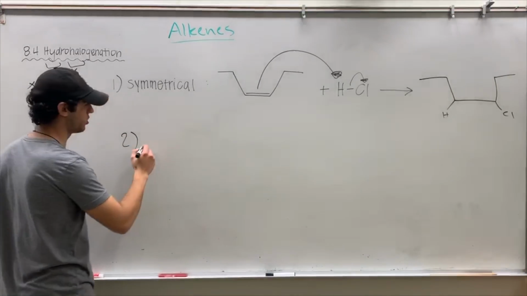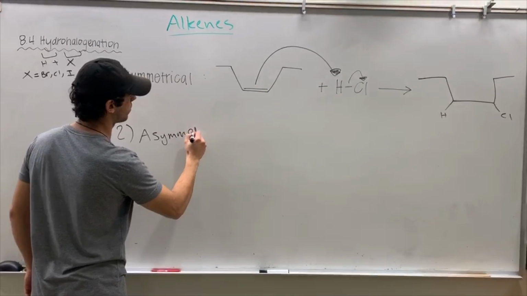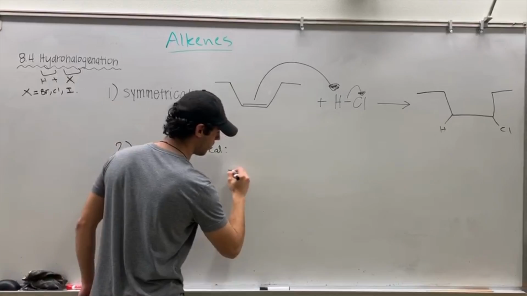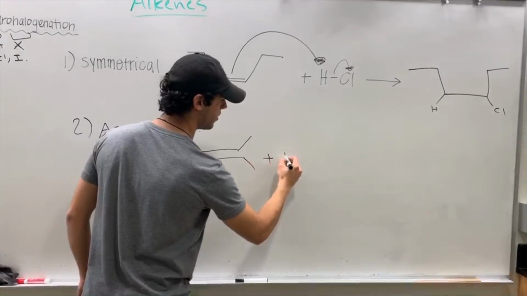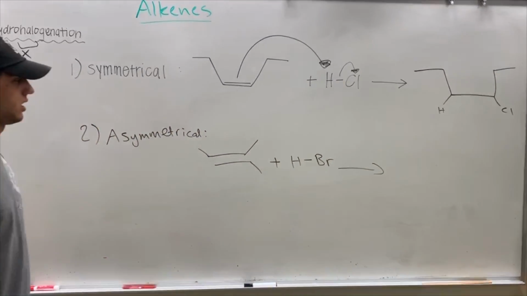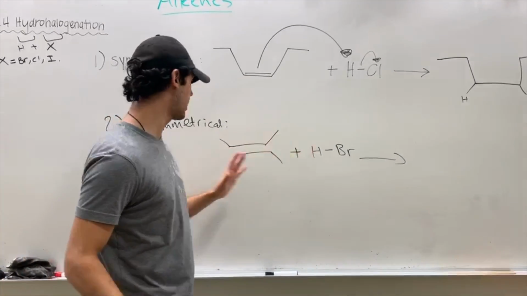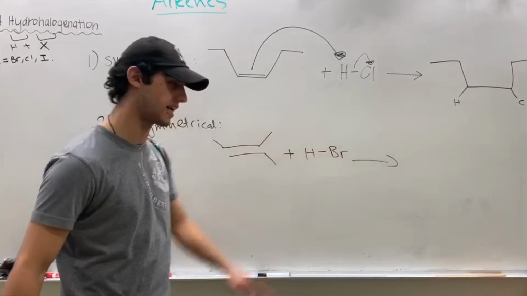Our second case, which is asymmetrical. Recall the alkene, which we have an example of here, and I'm going to add it to HBr, and we'll see what the result is going to be. I'm going to draw the full mechanism for you, because in this case, in asymmetrical, you need to care where the hydrogen is going to get added and where the bromine is going to get added.